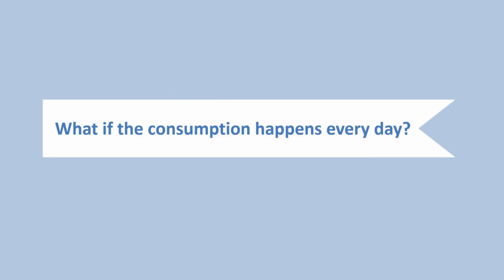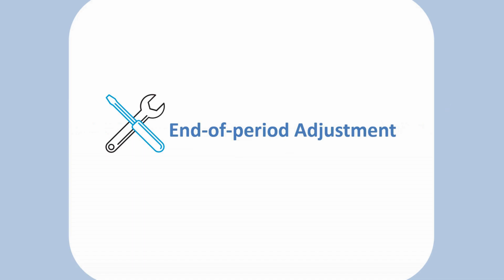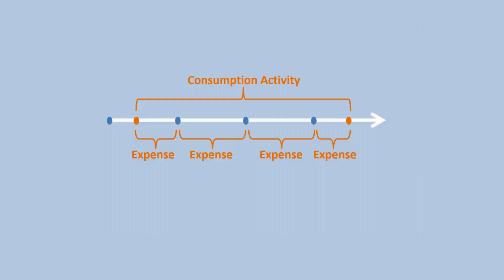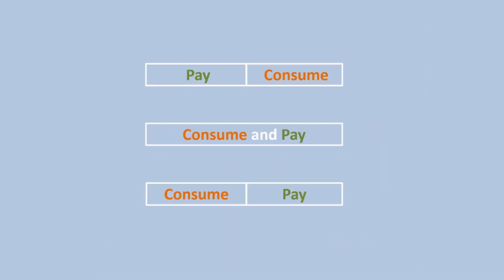Expenses can be a bit tricky to deal with, especially when they occur daily. That's where our trusty tool, end-of-period adjustment, comes into play. It helps us record expenses at the end of each accounting period, based on how much has been consumed during that time. Just like revenues, expenses are tied to consumption, not just the flow of cash. You can recognize expenses before, after, or when the cash actually changes hands.